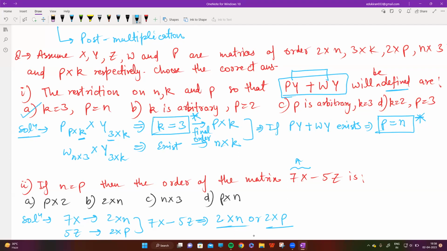In the first case, the answer was A. In the second case, the answer is B. Okay. So there will be some questions which will be based on order, and then there will be other questions which will be based on multiplication problems, right? Now I want you guys to solve some more questions for multiplication.